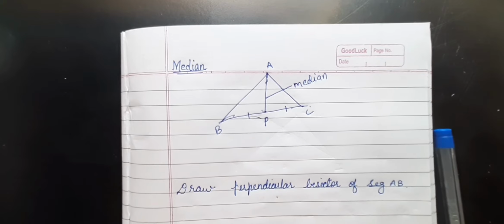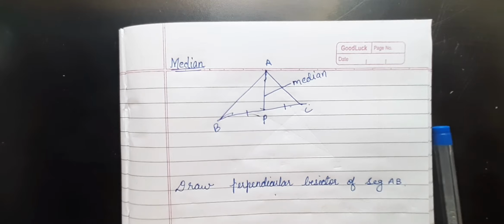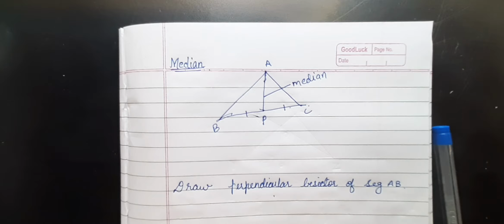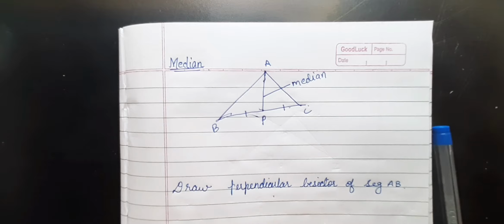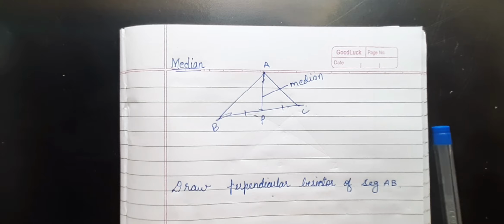Good morning, students. Last video we studied about altitudes. What are altitudes? An altitude is a perpendicular drawn from the opposite vertex to the side. Altitude is perpendicular to the base. These altitudes meet at one point, intersecting each other at one point.